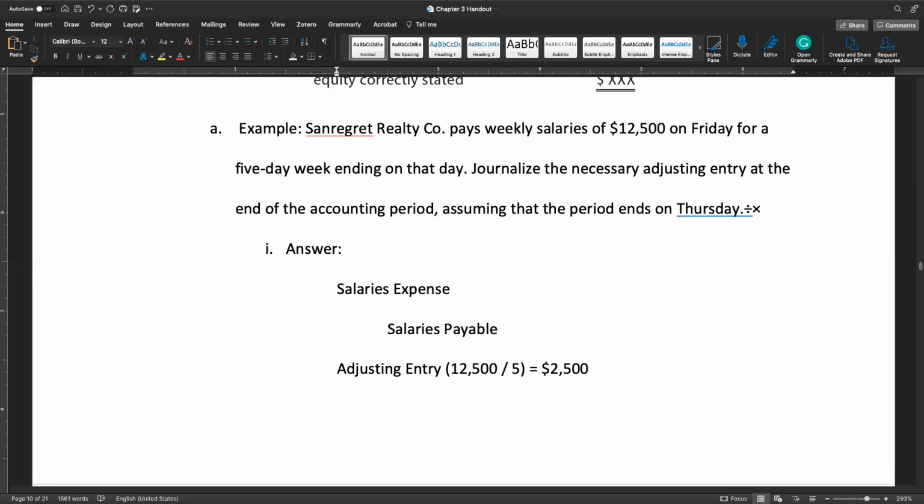Their week ends on Friday. So we're going to do the journal entry, assuming the accounting period ended on Thursday. So we have to show that these employees would have been paid for Monday, Tuesday, Wednesday, and Thursday. Okay? So 2,500 times 4. So our journal entry on this one is going to be for $10,000.